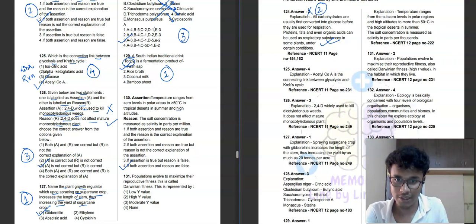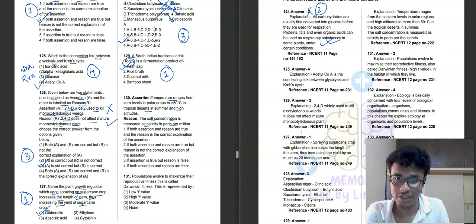Moving to the next question. It is saying that temperature ranges from 0 degrees in polar areas to more than 50 degrees centigrade in tropical deserts in summer and high altitudes. And the reason is given: the salt concentration is measured as salinity in parts per million. The answer is already marked.